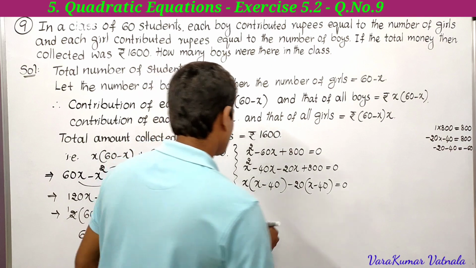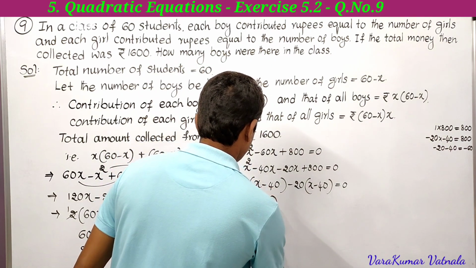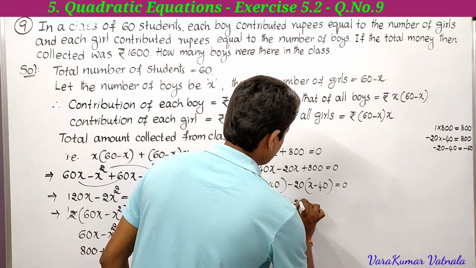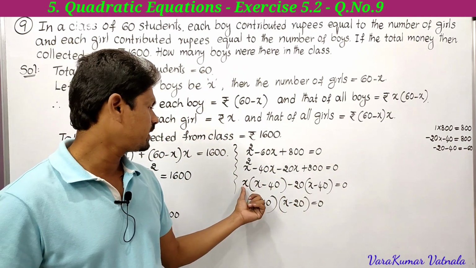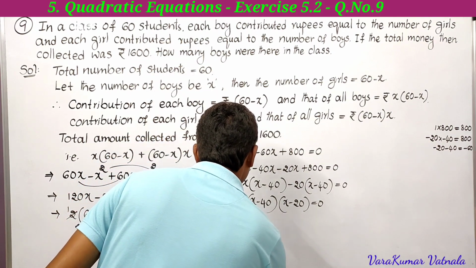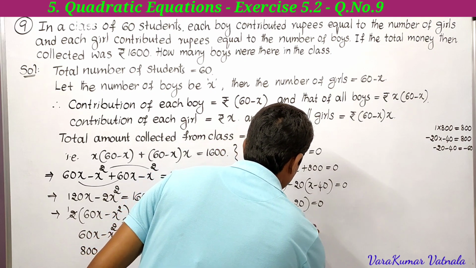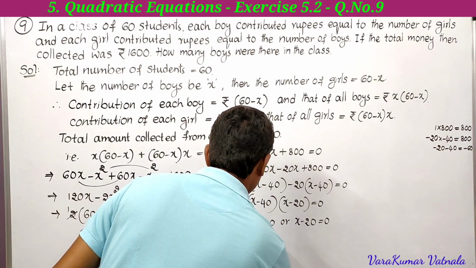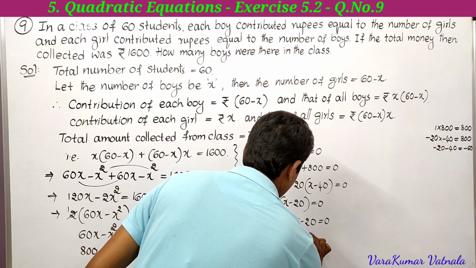So again x minus 40 is common. Here x is there, here minus 20 is there, is equal to 0. So totally x minus 40 is common, here x, here minus 20. So x minus 40 is equal to 0 or x minus 20 is equal to 0. So finally we get x is equal to 40 or x is equal to 20.